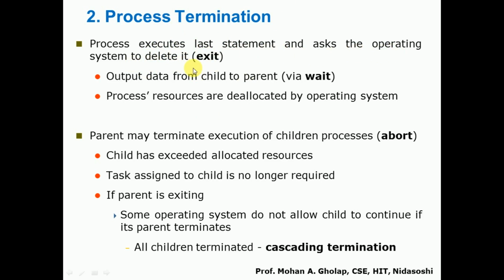That is, it will call the exit system call, as we saw in our previous program. Here the process will be executing the program, and when it completes the execution of the last line of that program, its task is finished. After that it will call the exit function to inform the operating system to stop its execution. So in this case, the output data from child to the parent will be sent through the wait.